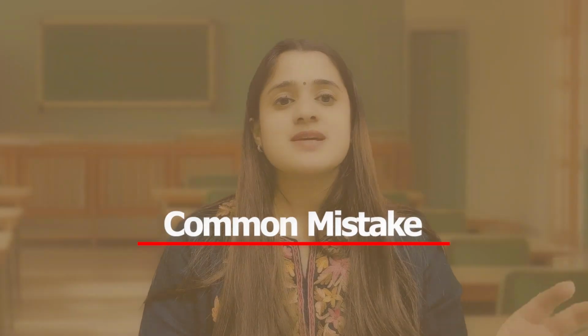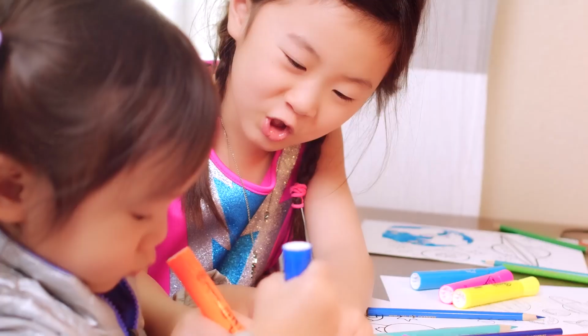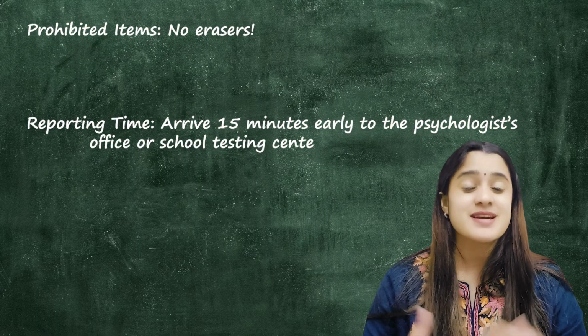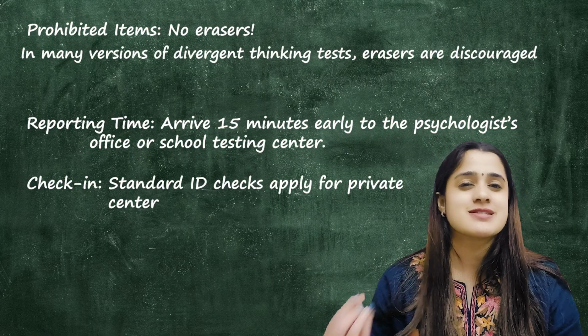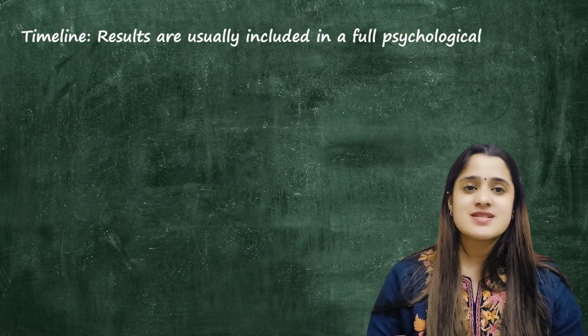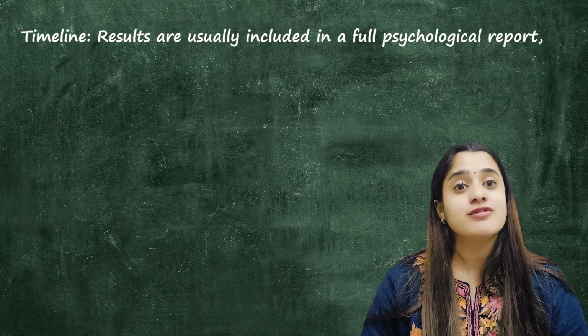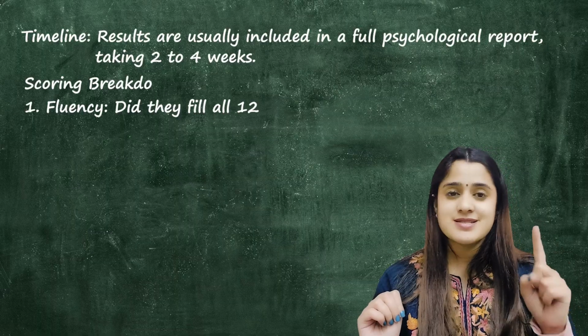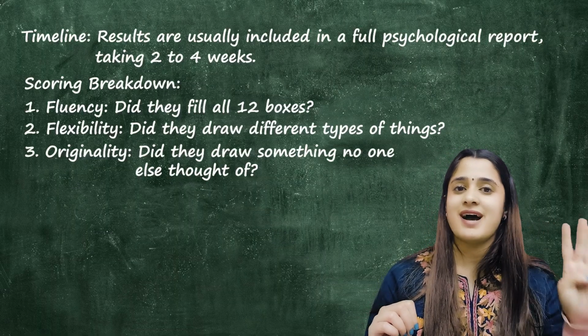And the common mistake is focusing on art quality. Now, the examiners do not care if the drawing is pretty, they care if it's original. On exam day, remember, no erasers, because in many versions of divergent thinking tests, erasers are discouraged because they slow the flow of ideas. Results are usually included in a full psychological report taking 2 to 4 weeks. Now, your child is scored on 4 criteria: fluency, flexibility, originality, and elaboration.